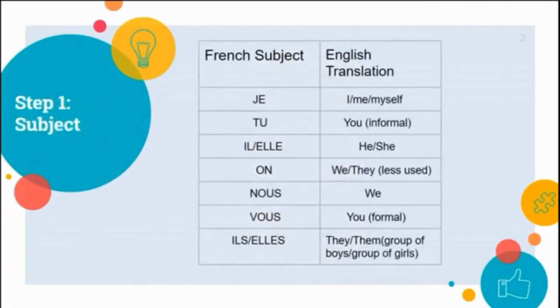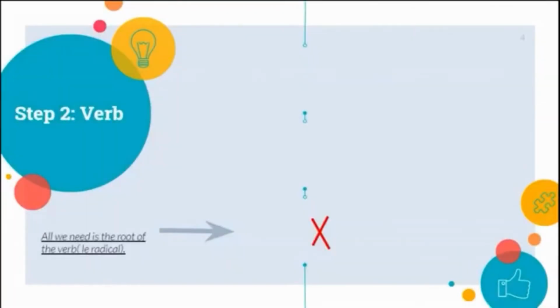Now we need to identify the subject pronoun. Just like we do in English, all French verbs are conjugated if you link a verb right next to a subject pronoun, such as I, he or she, and so on. For example, if we're talking about he or she, we would be using il and elle as our French equivalent. Next, we need to identify the verb.